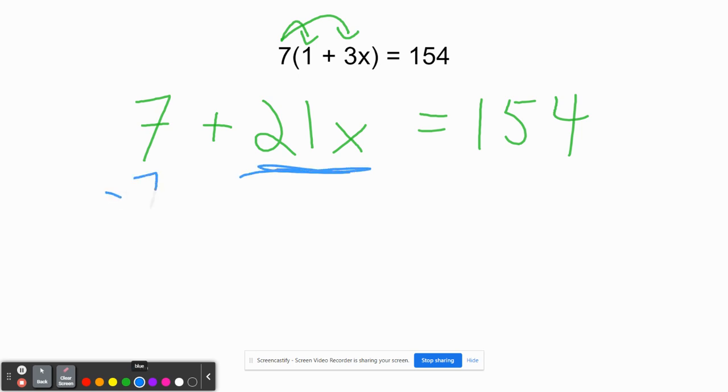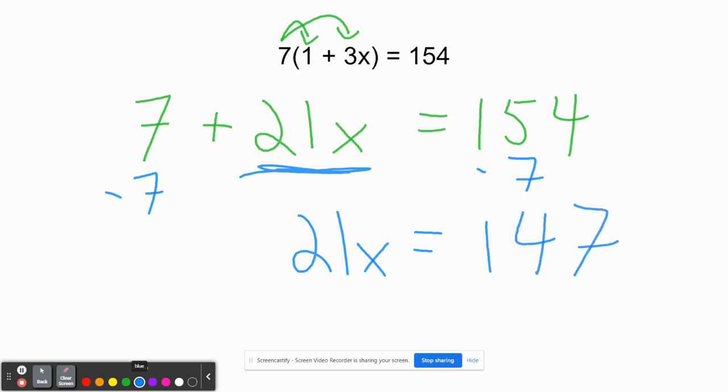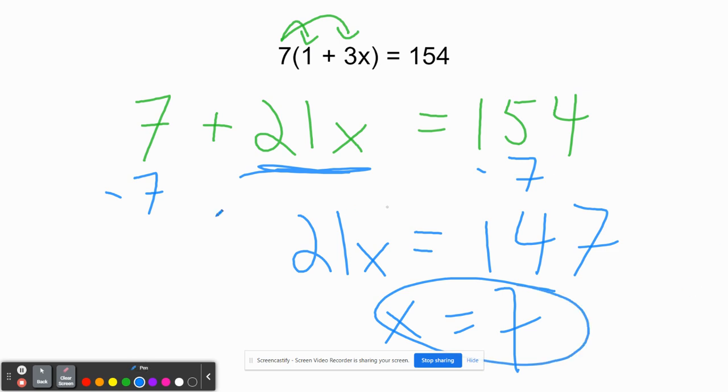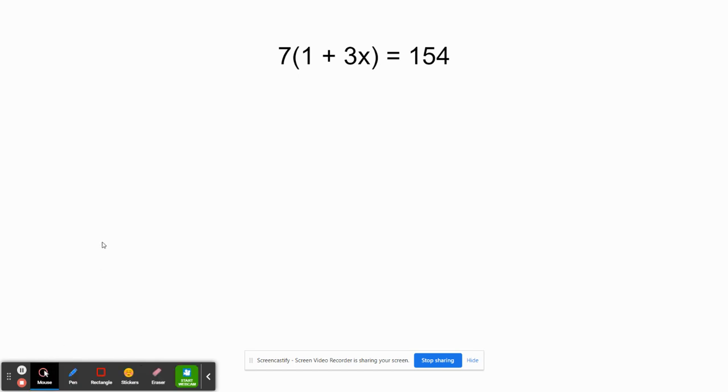I want to isolate my variable as best as I can. So I'm going to subtract 7 from both sides, leaving me with 21x equals 147. At this point, it's probably good to just grab a calculator. Maybe you know that 147 divided by 21 is 7 off the top of your head. I didn't know that. x would equal 7 there. And we can check if we want. I think that's good for now.